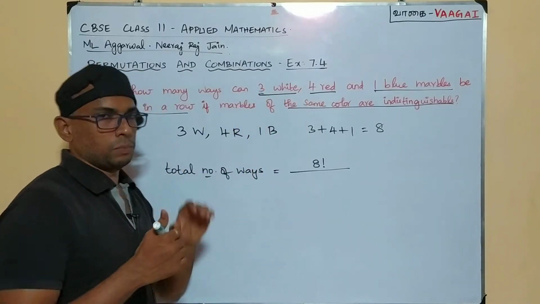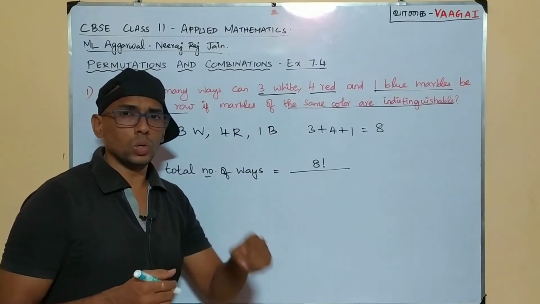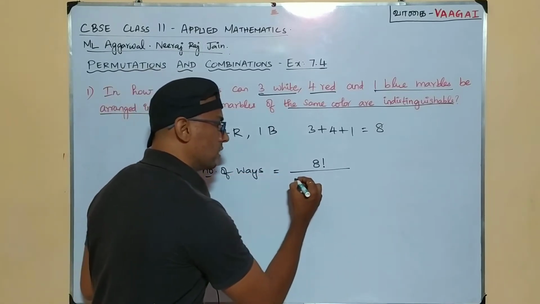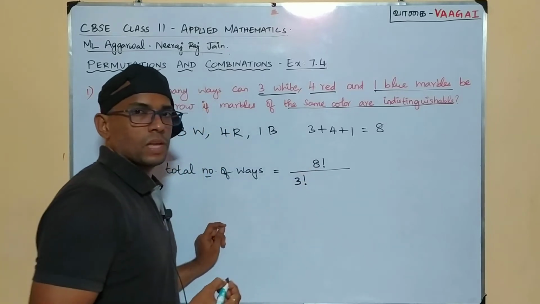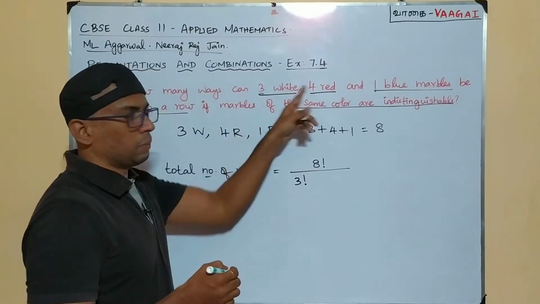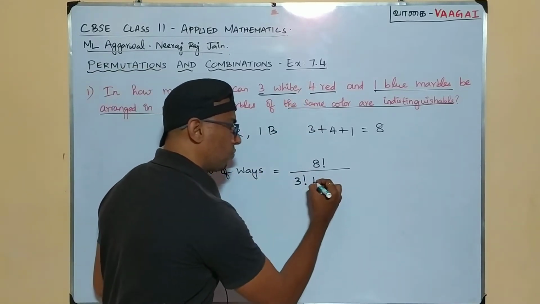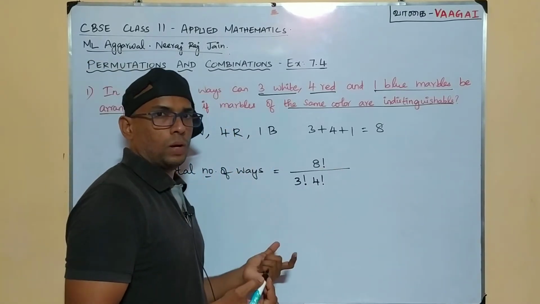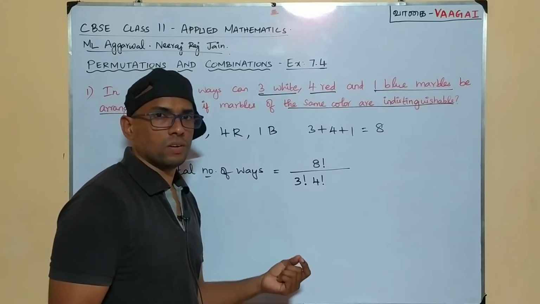There are 3 white marbles. So that means those 3 white marbles can be arranged in 3 factorial ways. So divide by 3 factorial. And 4 red marbles, they can be arranged in another 4 factorial ways. So divide by 4 factorial. And 1 blue is like 1 factorial, or we can even leave it.